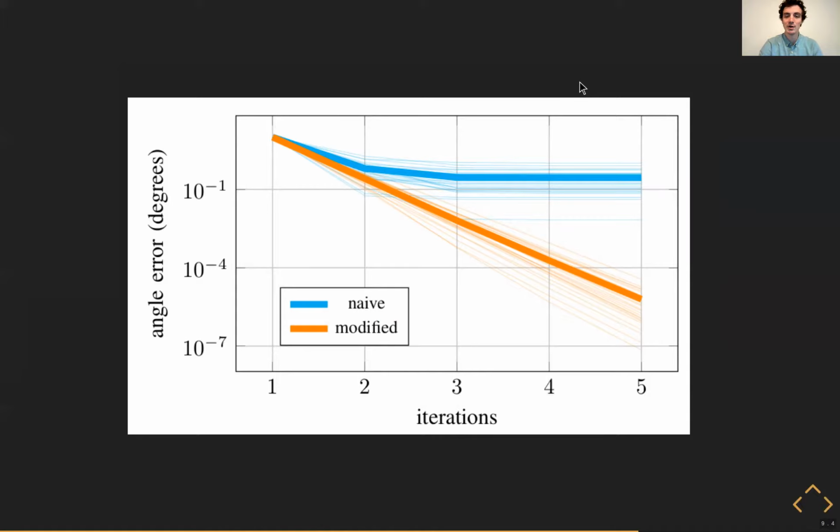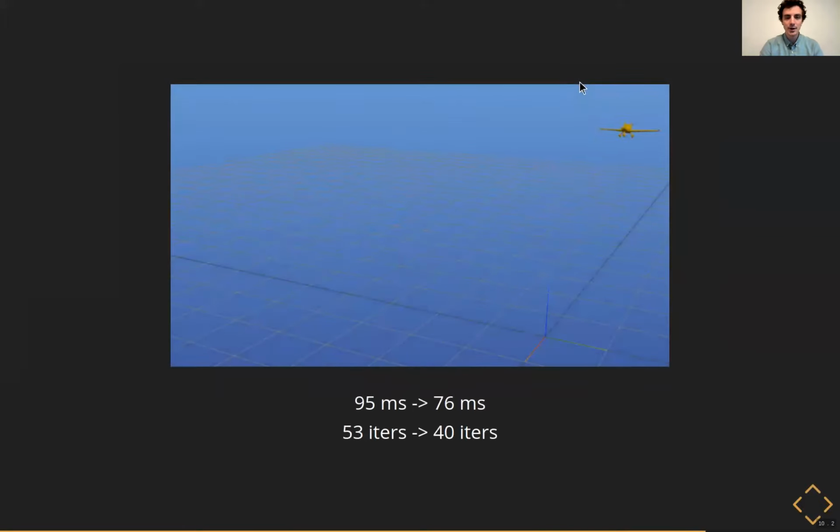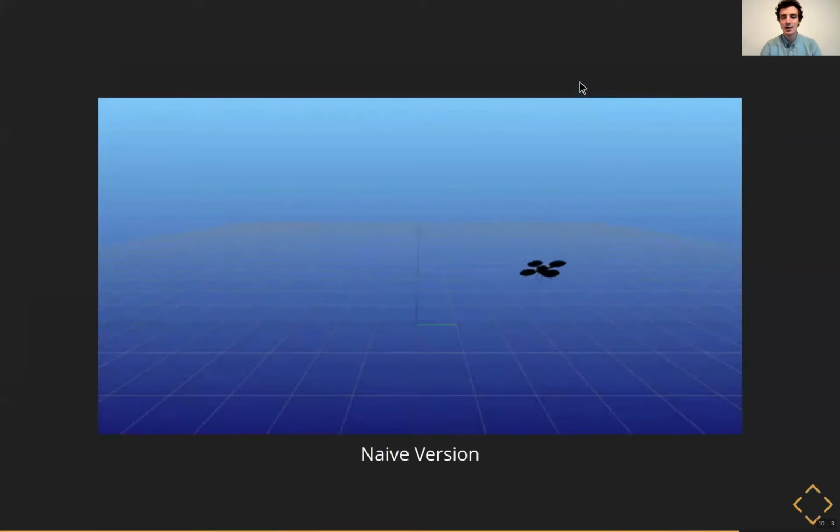We compare this to a more naive approach that projects back onto the space of unit quaternions after every iteration. After just a couple iterations, the progress stalls. So we didn't stop here. We went ahead and applied these same tricks to our full nonlinear trajectory optimization solver called Altro. Here we got a pretty good improvement in terms of speed and the number of iterations on a series of problems. Here's a fun little example trying to do a quadrotor flip trajectory.